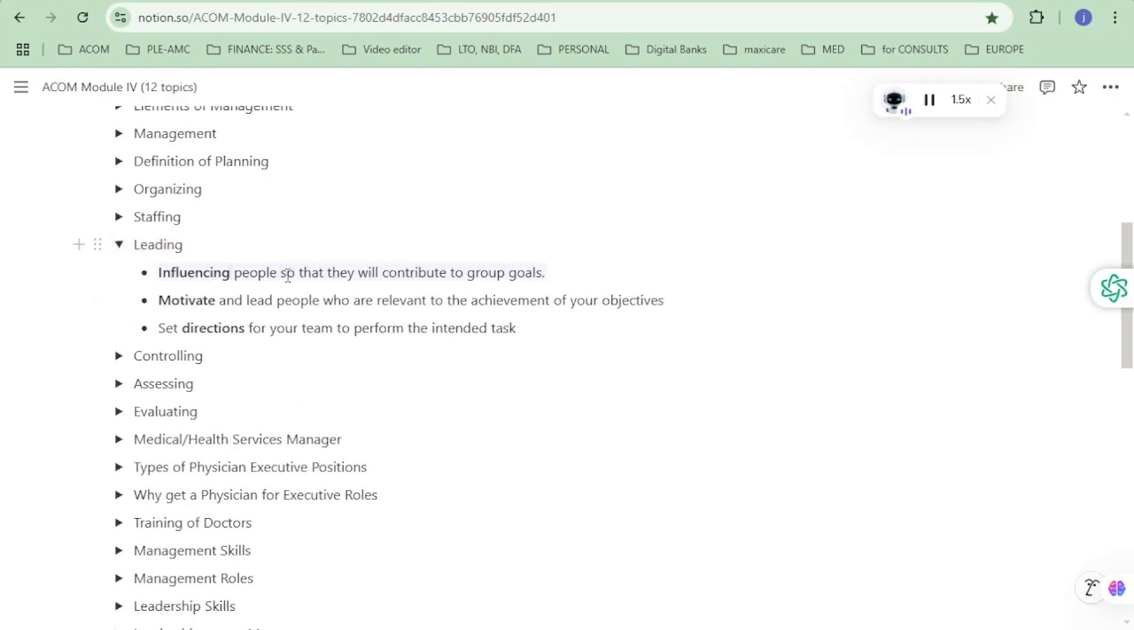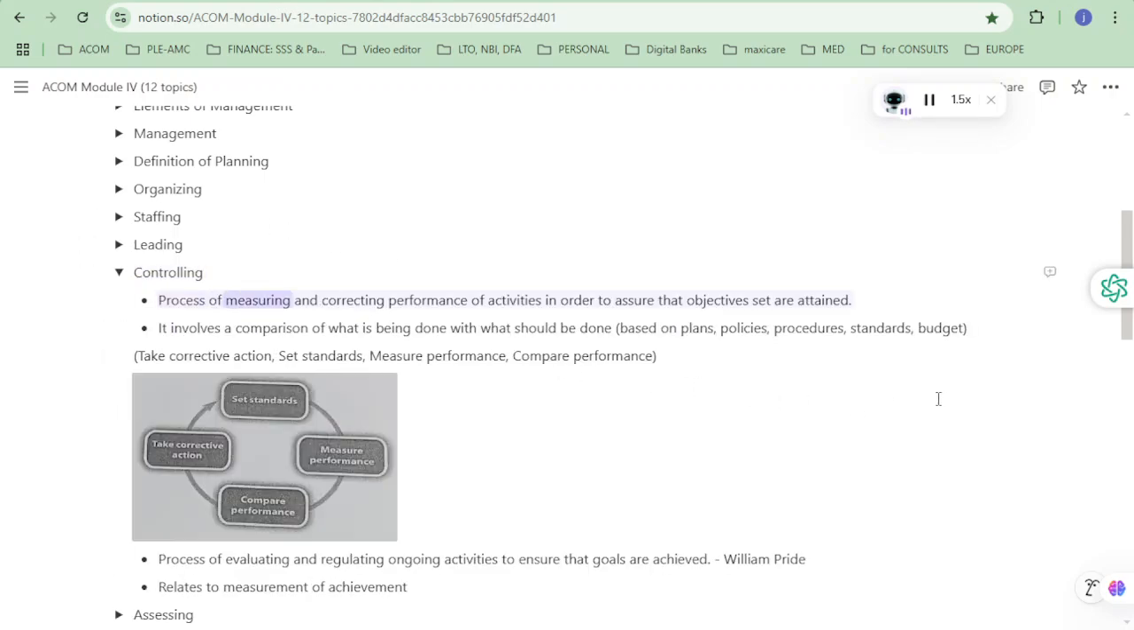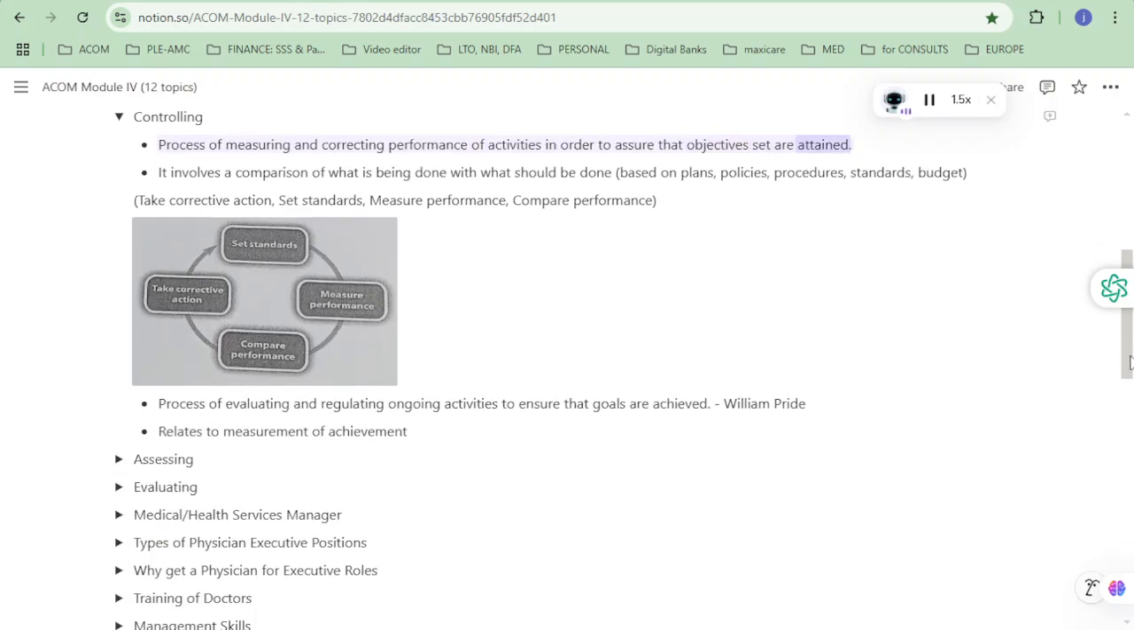Leading: influencing people so that they will contribute to group goals. Motivate and lead people who are relevant to the achievement of your objectives. Set directions for your team to perform the intended task. Controlling: process of measuring and correcting performance of activities in order to assure that objectives set are attained.